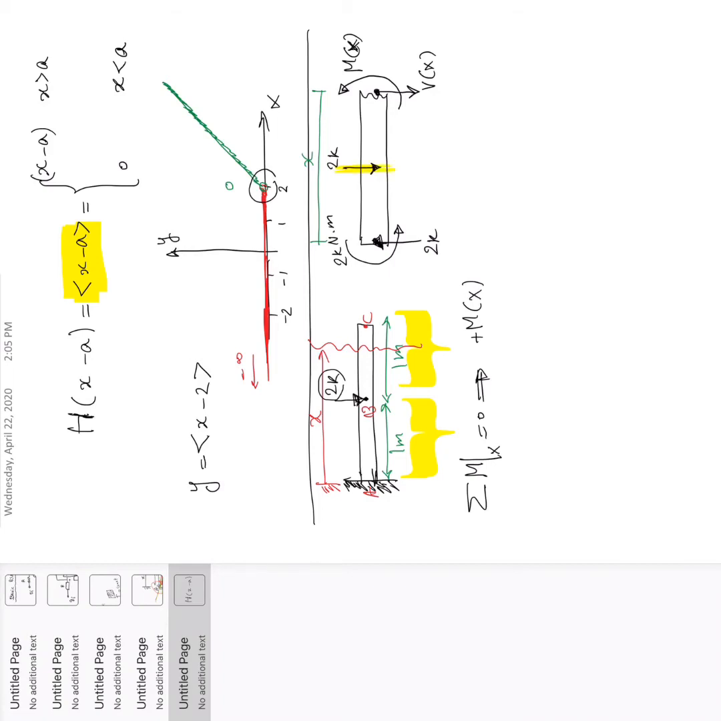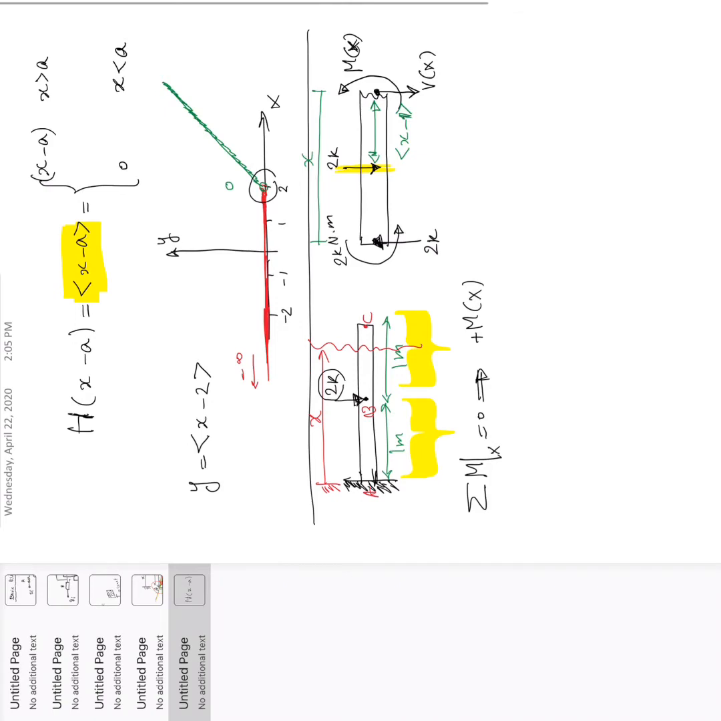Now, in order to find the moment of this 2K with respect to point X, you have to find this distance from here to here. What is that distance? That distance is Heaviside X minus 1.